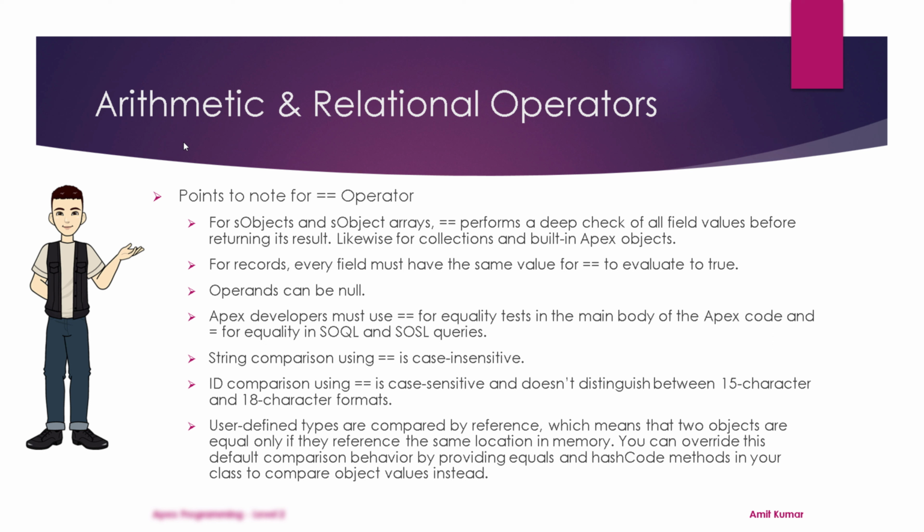Though we can override its default comparison behavior by providing equals and hash code methods in our class to compare object values instead of reference. So if you are going to check for user defined types with equal to comparison, it will check for the reference, that is the memory location. So if both the objects are referring to the same memory location, then only it will consider them to be same. But if you want it to check for the value rather than the reference, you can do that by overriding equals and hash code method. So you have to provide these methods in your class, and then you can compare object values as well.